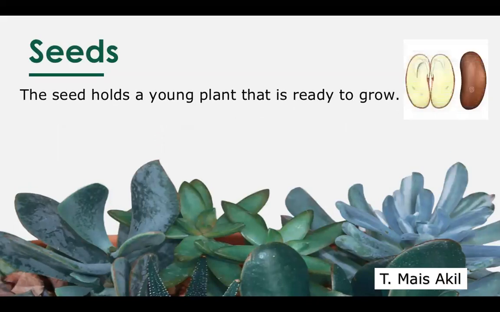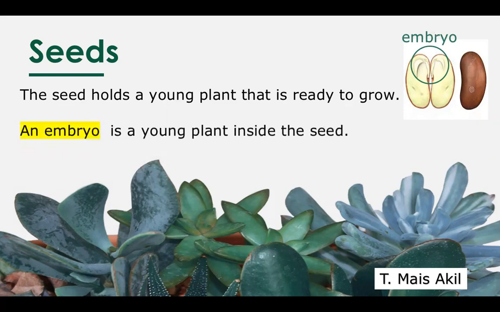Let's see what is inside the seed. This is a bean seed. If you cut it, you're going to see that it holds a young plant which is ready to grow. This is the young plant. It's a tiny plant. It's called an embryo. So the seed holds a young plant that is ready to grow. An embryo is a young plant inside the seed.